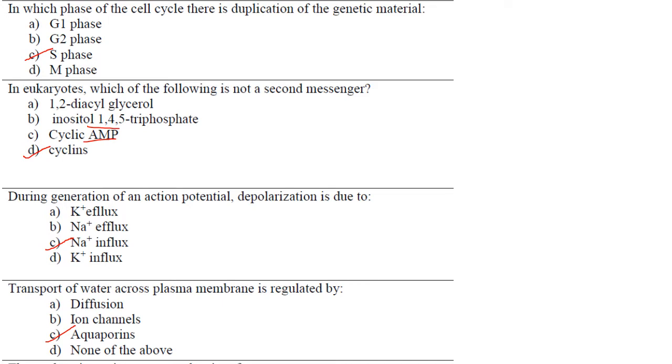Then during generation of an action potential, depolarization is due to. So depolarization is due to rapid rise in membrane potential. As a result, sodium channels open and large influx of sodium ions take place. So Na plus influx. Answer is option C.